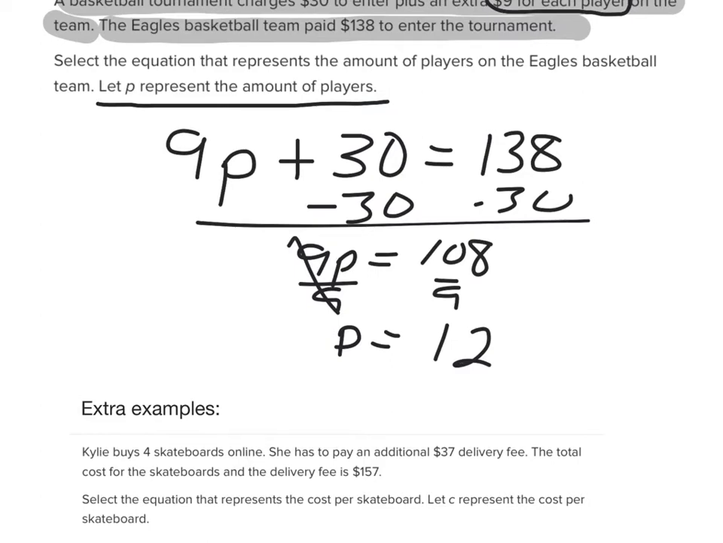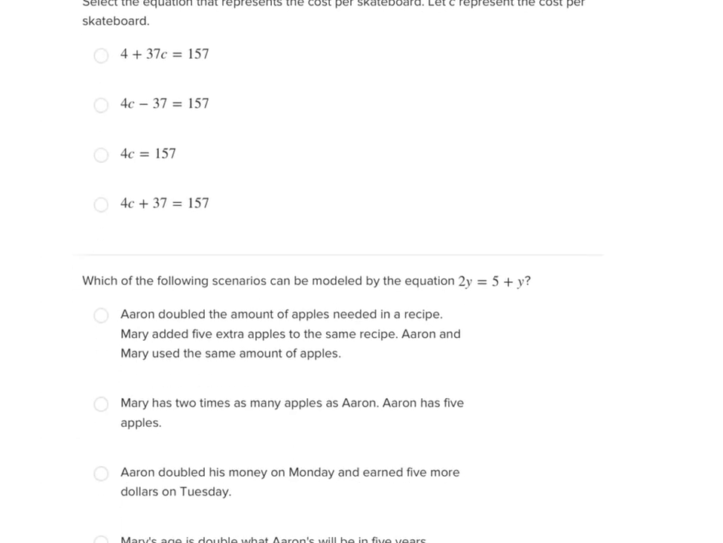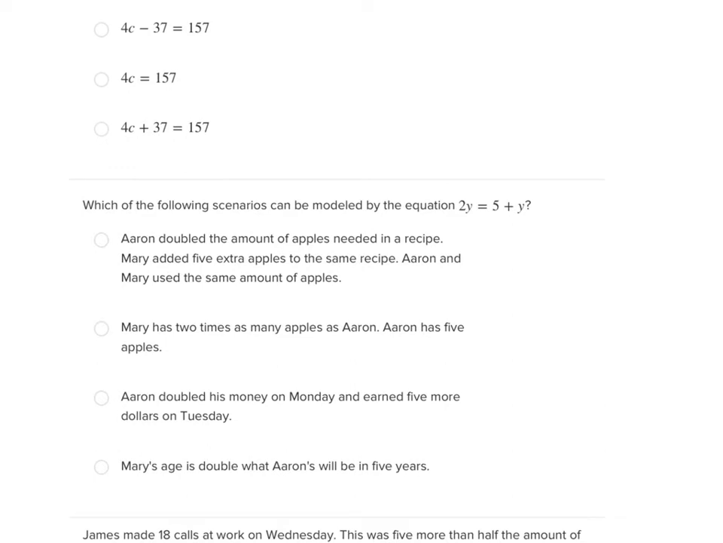All right, extra examples, three of them. Kylie buys 4 skateboards online. She has to pay an additional $37 delivery fee. I already know that's going to be a constant. The total cost for the skateboards and the delivery fee is $157, so it's going to equal $157. Select the equation that represents the cost per skateboard. Let C represent the cost per skateboard.